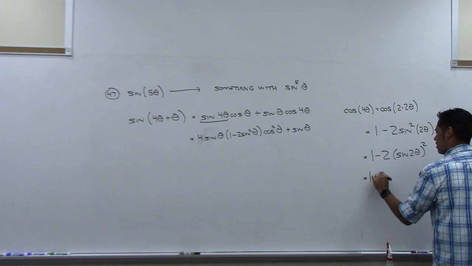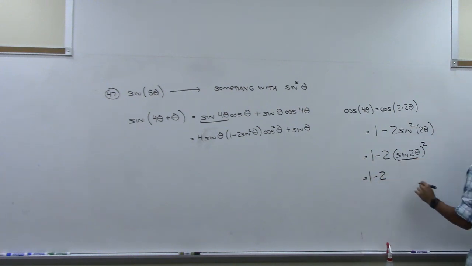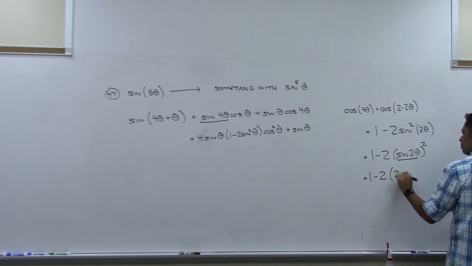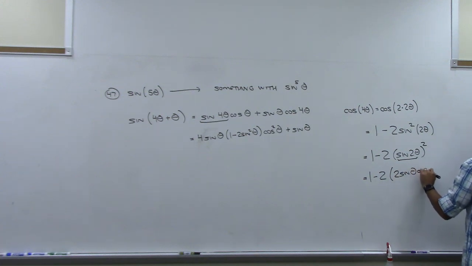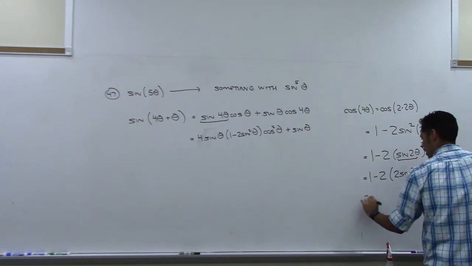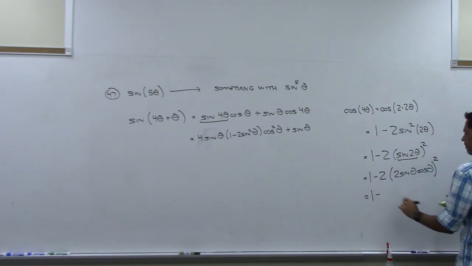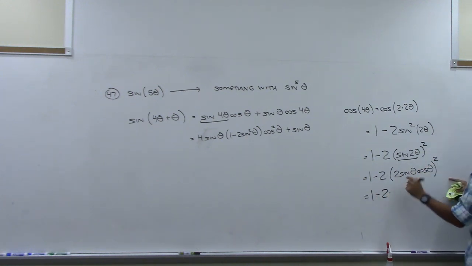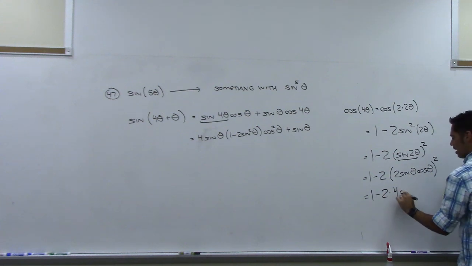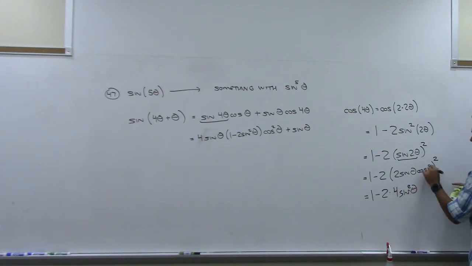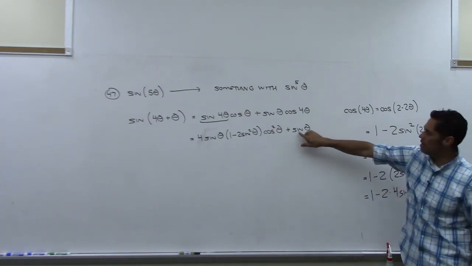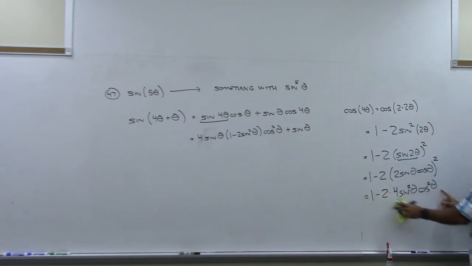And then that's equal to 2. This right here turns into 2 sine theta cosine theta, the double angle formula for sine, but then squared. So 1 minus 2 times, I'm going to square the 2, I get 4. Square the sine, I get sine squared theta. Square the cosine, I get cosine squared theta. Okay, and that can become an 8. So I'm going to have this sine theta and then times all of this, and then I'll distribute.